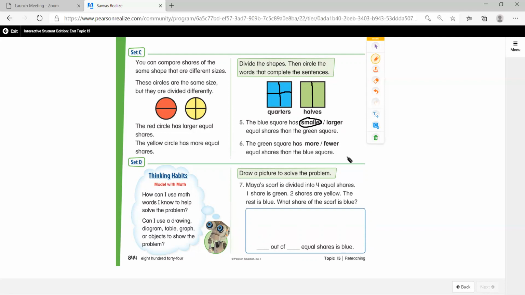Number 6. The green square has more or fewer equal shares than the blue square. If I count my shares on the blue square, I have 1, 2, 3, 4. If I count my shares on the green square, I have 1, 2. 2 is fewer than 4. So the green square has fewer equal shares than the blue square.